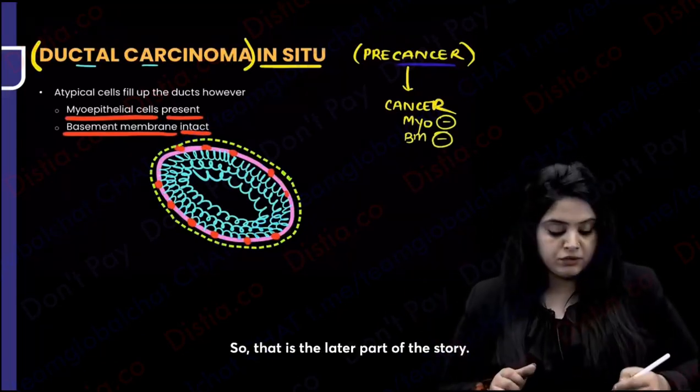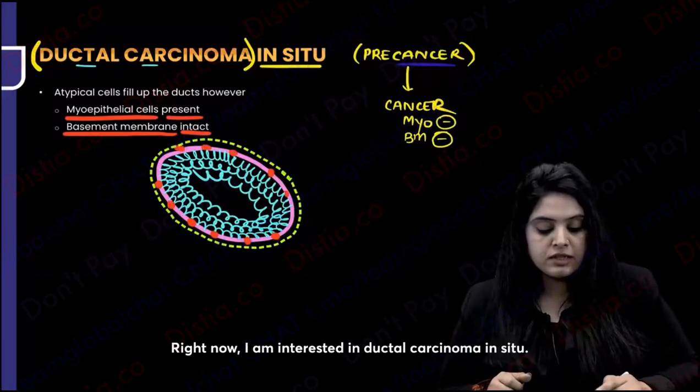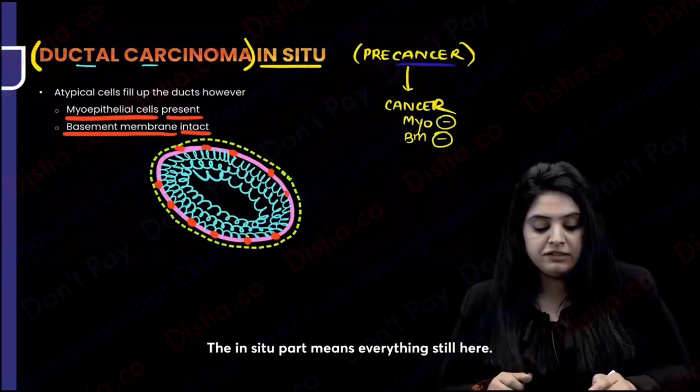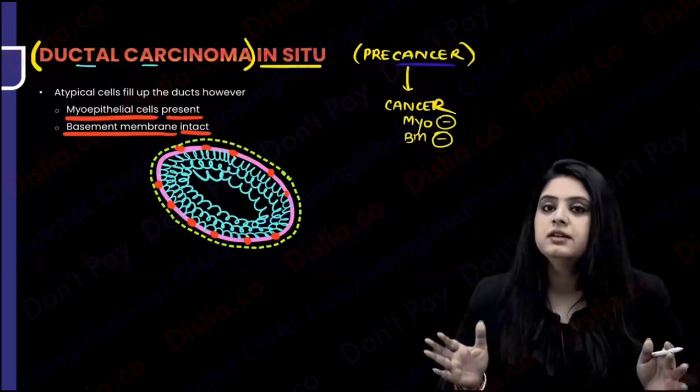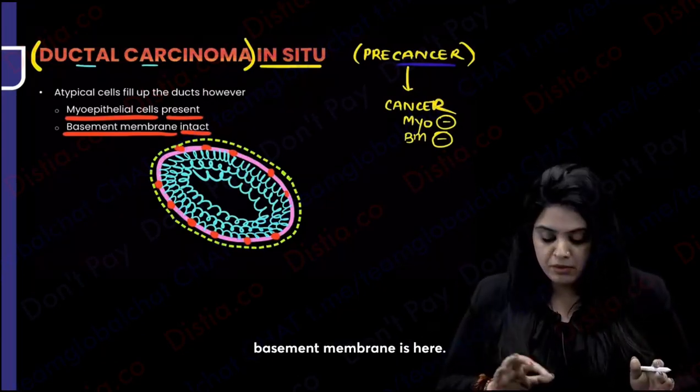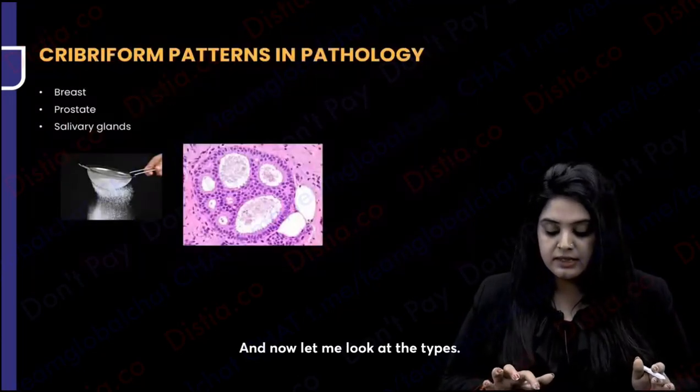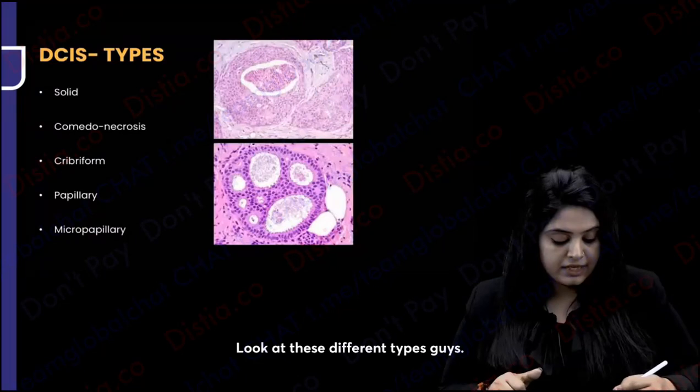So that is the later part of the story. Right now, I'm interested in ductal carcinoma in situ. The in situ part means everything's still here. Myoepithelial cells are here, basement membrane is here, and now let me look at the types. Look at these different types, guys.